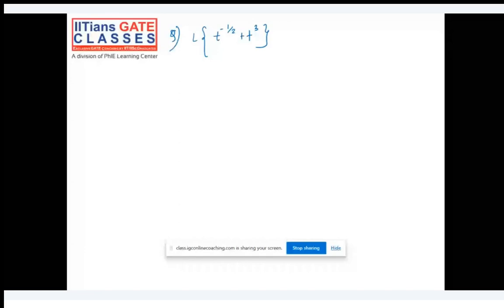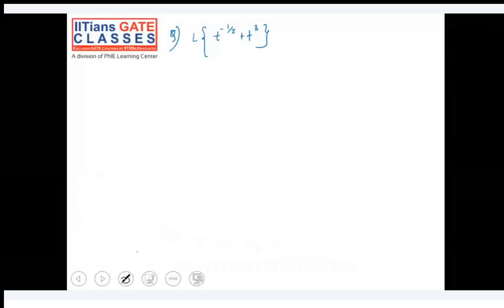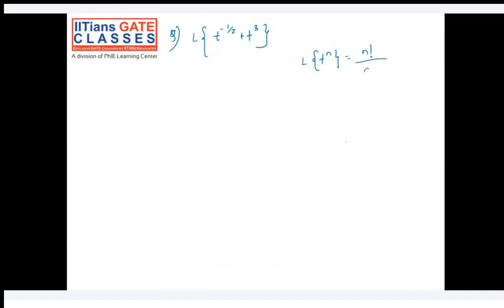Let me solve it for others. We know the Laplace transform of t raised to the power n is what? n factorial divided by s raised to the power n plus 1. You can also write it as gamma n plus 1 divided by s raised to the power n plus 1.